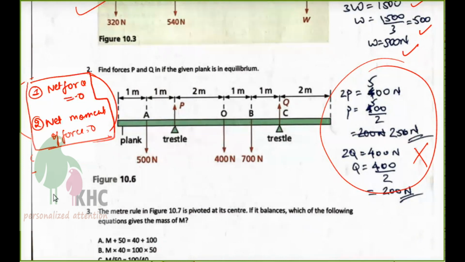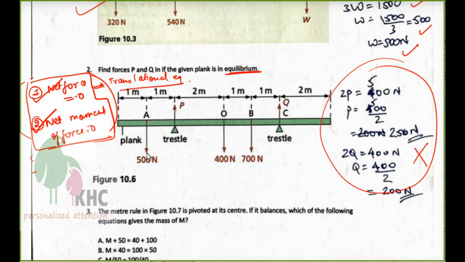Now, in this question, if it says that this entire plank is in equilibrium, it means that this condition should be satisfied and this condition should also be satisfied. First of all, the condition of net force represents translational equilibrium, as we have discussed.